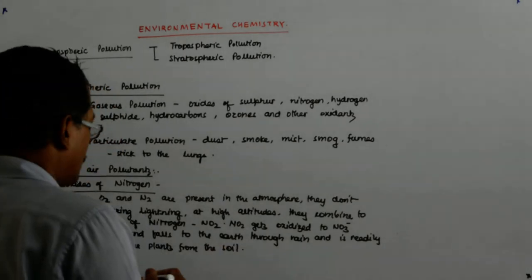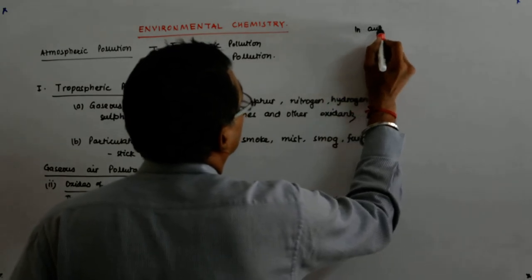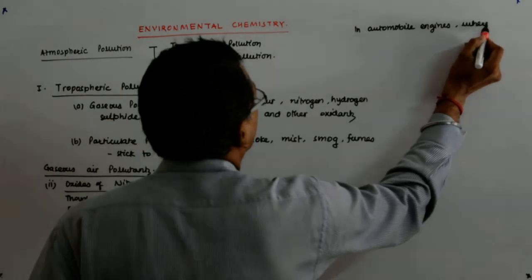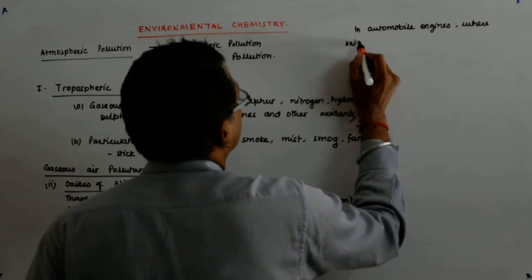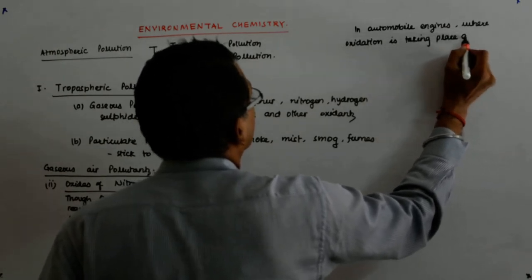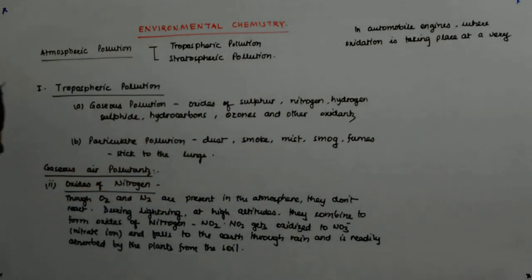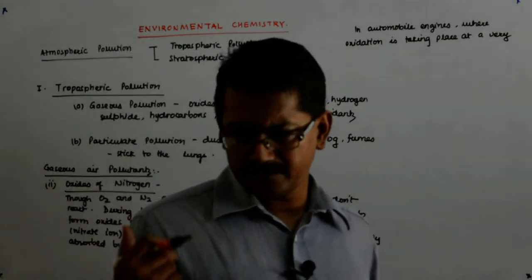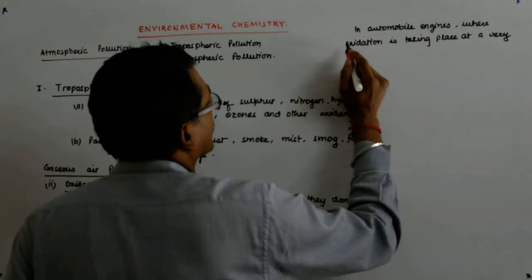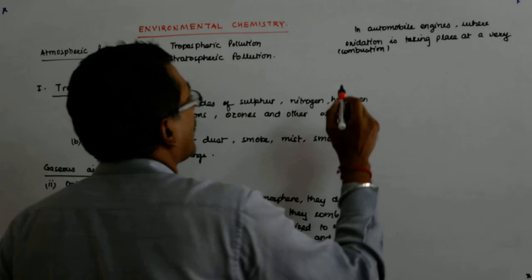Now, apart from this, in the automobile engine where the combustion is taking place at a very, very high temperature, oxidation, burning of the fuel, right? At a very high temperature, the fuel is getting oxidized. And from where are we taking that air? We are taking the normal air, so it obviously contains 78% of nitrogen. Combustion is an oxidation reaction, and it's taking place at a very high temperature.